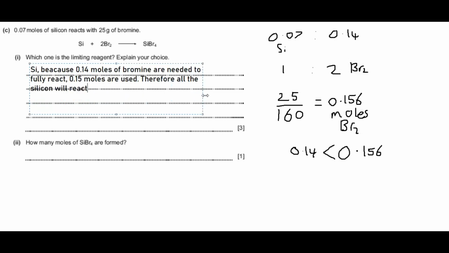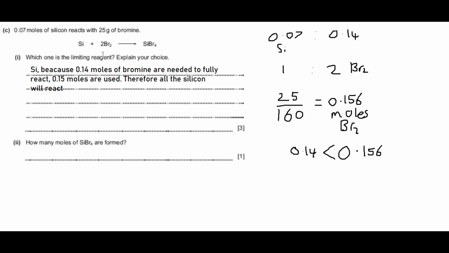Going from that, we can just finish with a little reacting masses question here. How many moles of silicon bromide are formed? That's silicon bromide, SiBr4. So which one is the limiting reactant? Well, I could use 0.07 or I could use 0.14 or 0.156. Which number do I use to do my reacting masses?